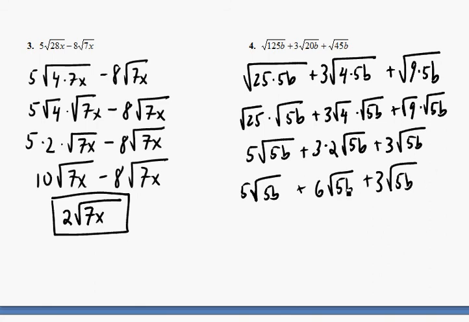And now, since all of these terms are alike, we can combine them. 5 plus 6 plus 3 is 11 plus 3, or 14. So 14 times the square root of 5b.